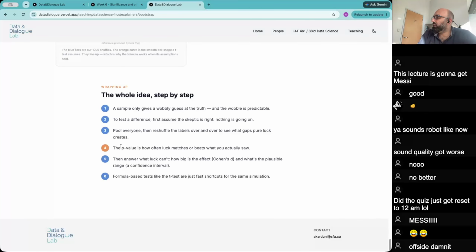Okay? Essentially, look at these ideas, but the p-value is how often luck matches or beats what you actually saw. Hopefully this helps.